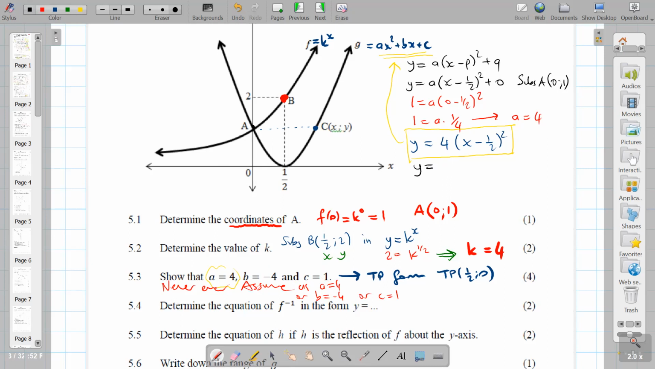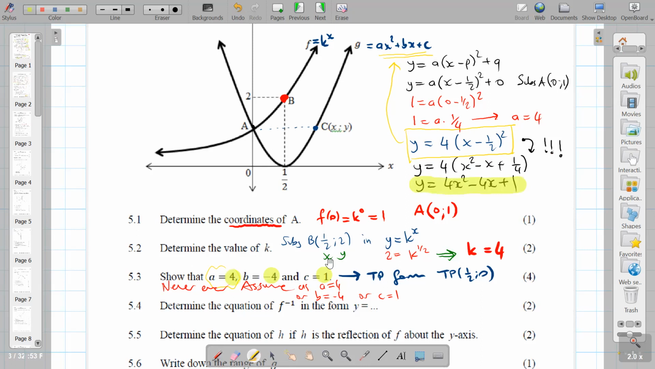So how do you open the brackets? Let's do that. You need to open the square of that. So it's x squared minus 2 times, so it's minus x plus 1 over 4. So just be careful with taking that square. Be careful. Let me put some explanations. So finally, 4x squared minus 4x, and 4 times 1 over 4 is plus 1. So that is my equation. And that's why I can tell you A is 4, B is minus 4, and C is 1.